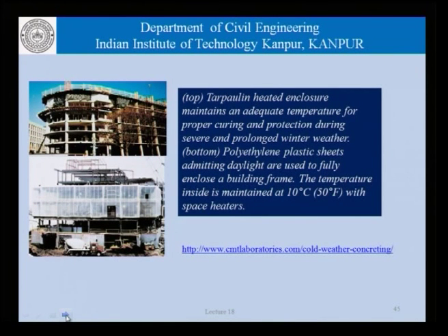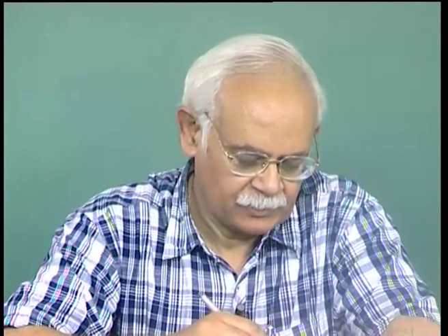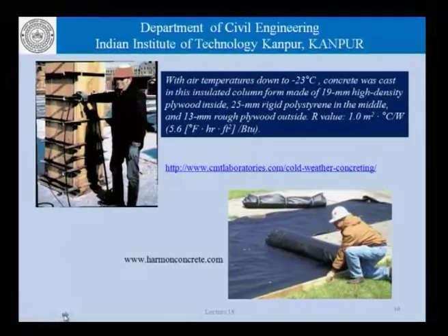So, if we carry out these kind of precautions, if we maintain these precautions, there is absolutely no reason to not be able to carry out construction in cold weather. But if we do not, then we are severely compromising the quality of construction. This picture here is that of insulating formwork. In this case, we are talking of using an insulated column formwork made of 19 mm high density plywood inside, 25 mm rigid polystyrene in the middle and a 13 mm rough plywood outside.